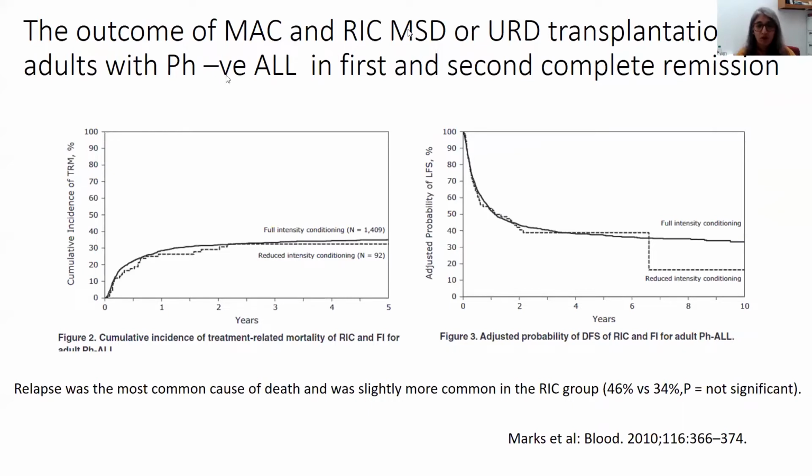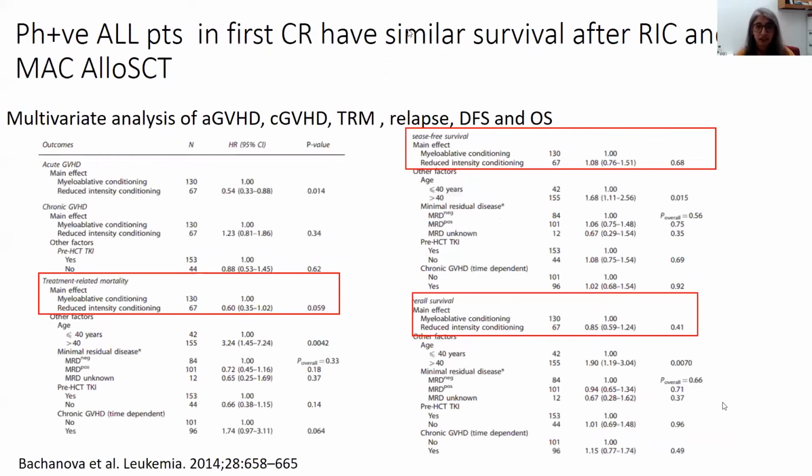In the first cohort of Philadelphia negative ALL, there was no difference between MAC and RIC with regard to transplant-related mortality or leukemia-free survival, but there did appear to be an increased risk of relapse in the patients who received reduced intensity conditioning. However, in this study, this was not statistically significant. Looking at Philadelphia positive ALL, there was similar data with no difference in disease-free survival and overall survival, with a non-significant p-value, and slightly higher treatment-related mortality with MAC, as to be expected.